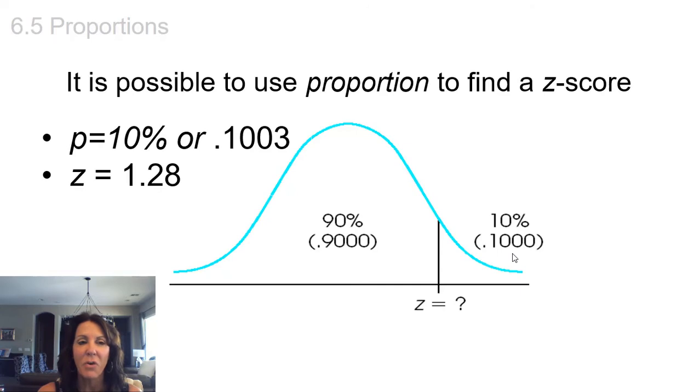So what we found is a proportion of 0.1003. That's the closest we could find to 0.100 or 10%. And that z-score, if you draw a line going to the left, is 1.28. So what that means is this z-score of 1.28 separates the top 10% of the distribution from the bottom 90% of the distribution. So a z of 1.28 is this boundary that we're talking about.